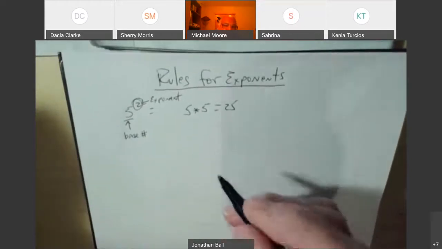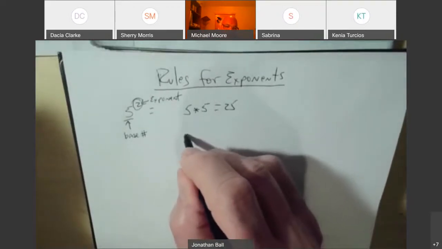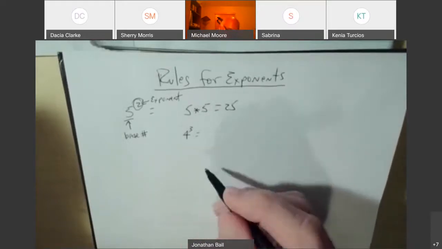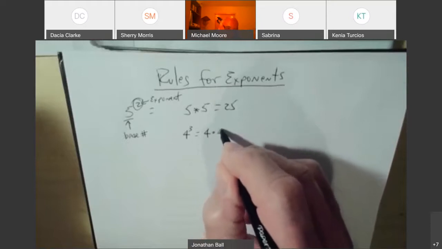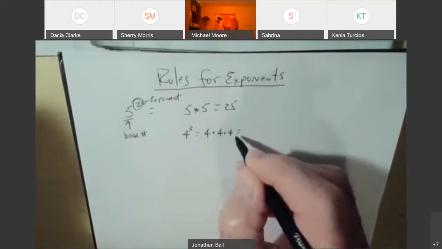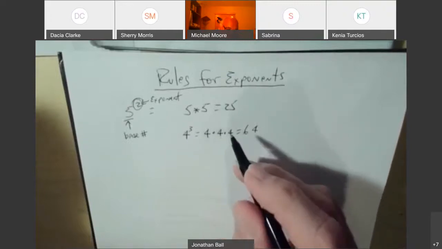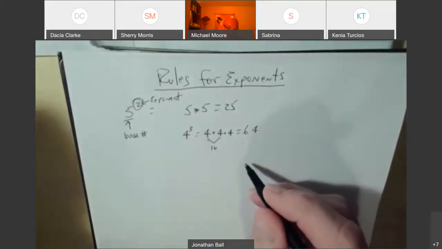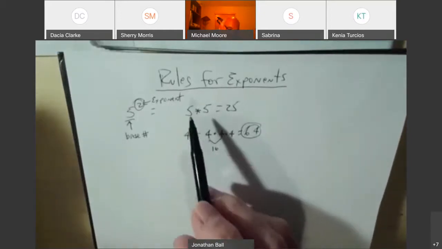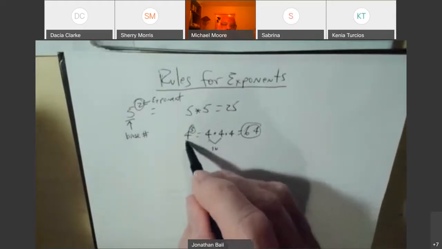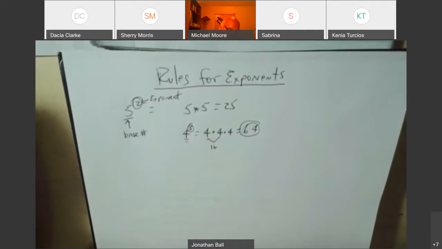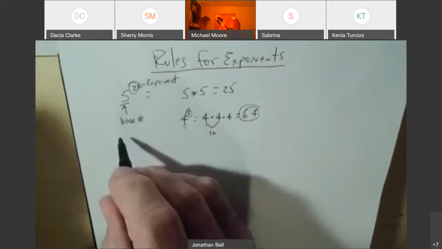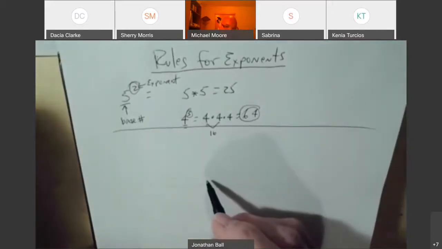So if we have 4 cubed, to the 3rd power, that means 4 times 4 times 4, which is, I think, 64. 4 times 4 is 16. 16 times 4 is 64. Again, the exponent tells you how many times do you multiply the base number, the bottom number, the big number, times itself. Okay?